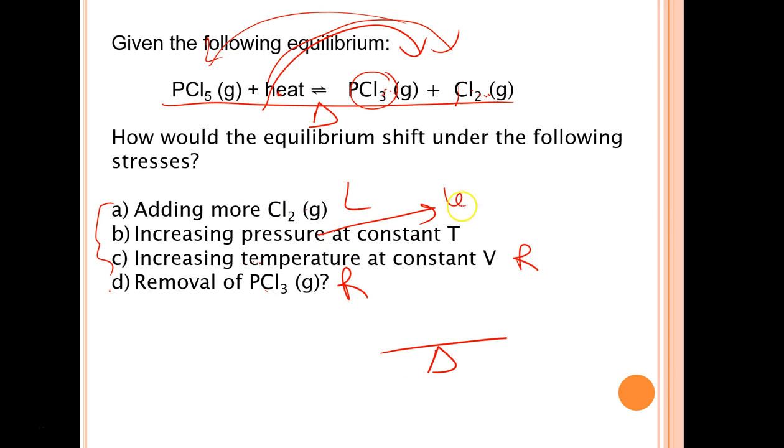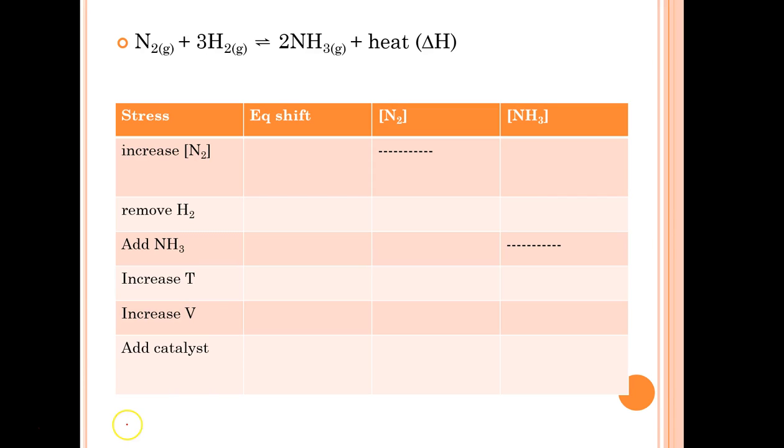Increasing pressure goes to the side with fewer moles, not the seesaw. So if I look at this, I have 1 mole over here, and I have 1 plus 1 over here. It's going to go left. Okay? So another example is here where it's a chart. Again, all I'm going to do is fill out this part first because this is the most important thing, figuring out which way the equilibrium shifts.